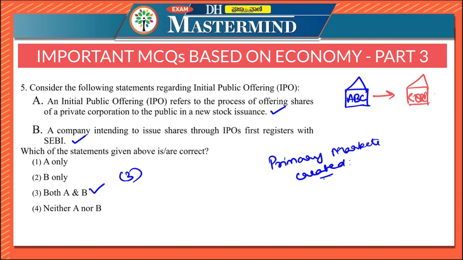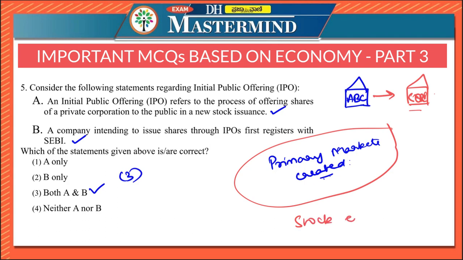Once the company ABC gets registered with SEBI, it will have the right to issue shares. A company intending to issue shares through IPOs first registers with the Securities and Exchange Board of India. So IPOs provide opportunities to the company to obtain capital by offering shares through the primary markets. Once the securities are acquired, they get traded. The securities are traded in stock exchanges. A stock exchange is an organized market for the sale and purchase of securities such as shares, stocks, bonds, etc.